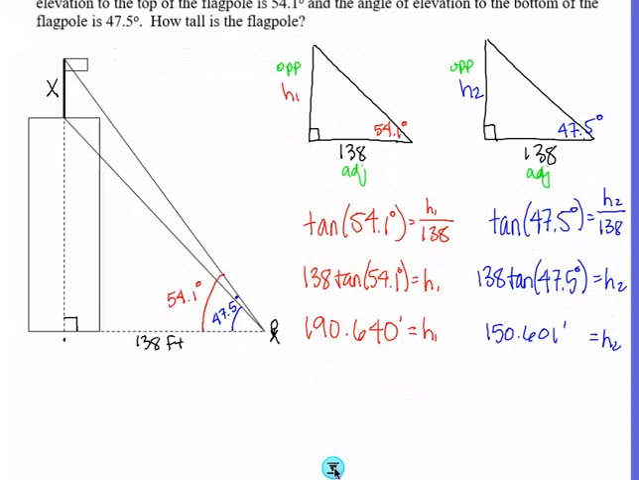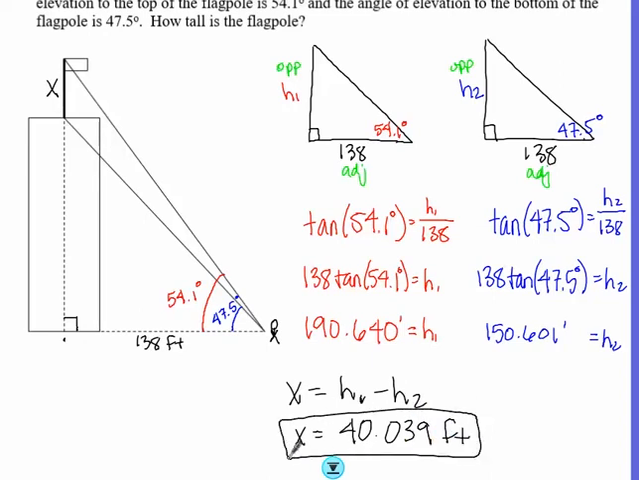So x is going to be h1 minus h2. So if I do 190.64 minus 150.601, I get that the flagpole is 40.039 feet tall. This should be a review of geometry. In future classes, we're going to talk about how to solve triangles that are not right triangles.